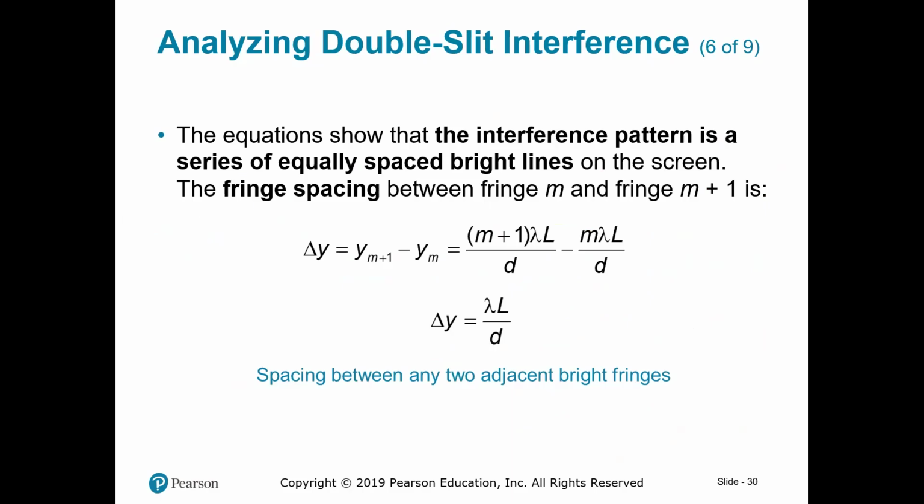And then you can also find the distance between two maximum points. That is simply y_(m+1) minus y_m. Everything is the same except you change the m part to m plus 1. Then the m lambda L over d terms cancel, and delta y is lambda L over d. So this is the spacing between two maxima, the bright areas.